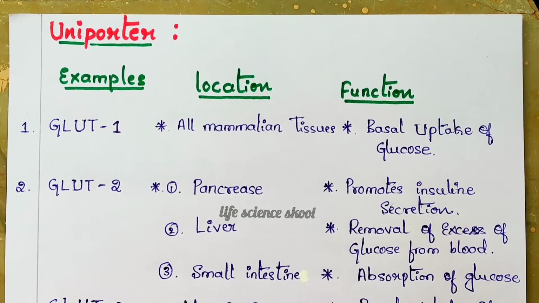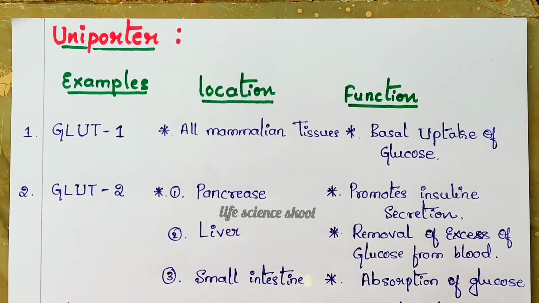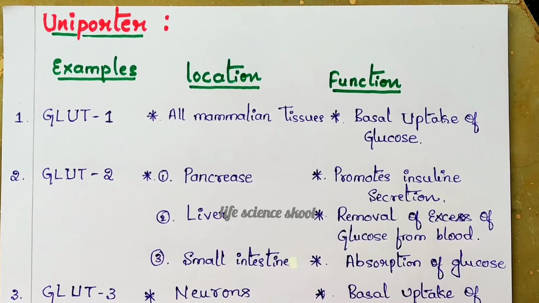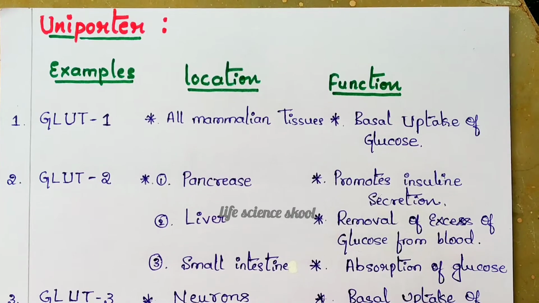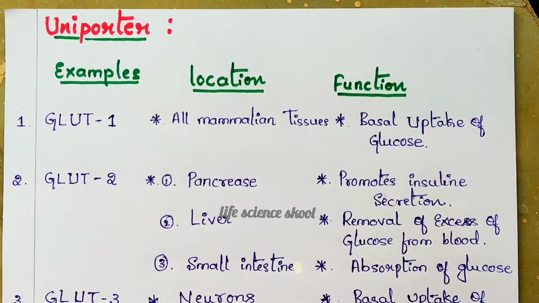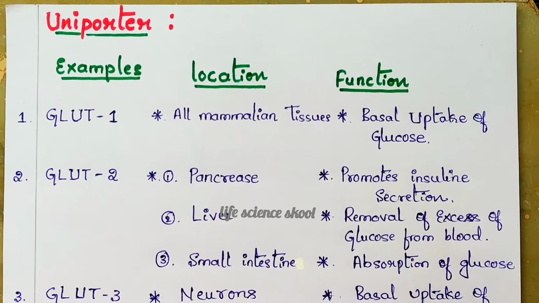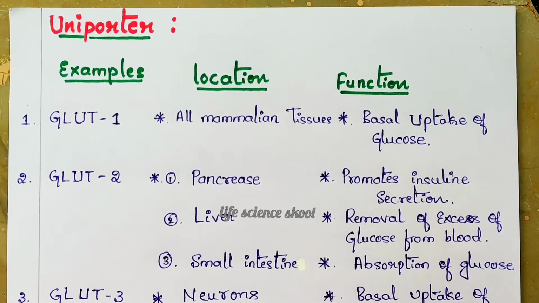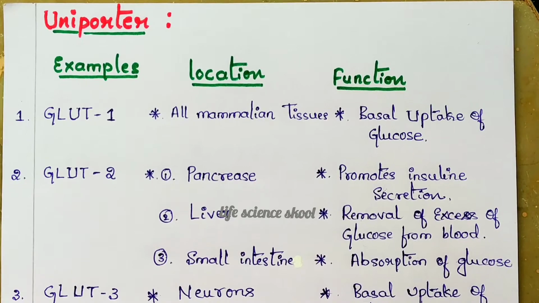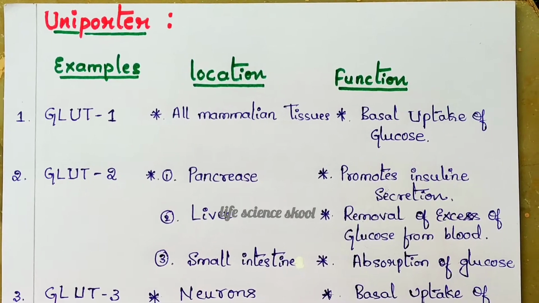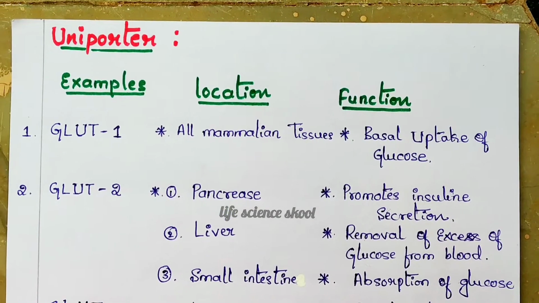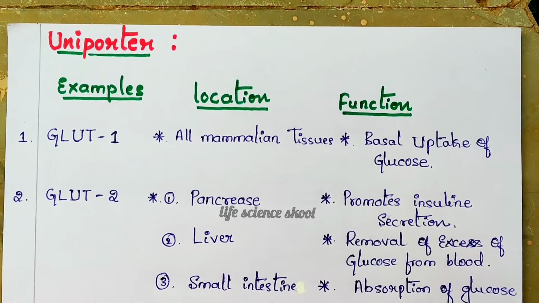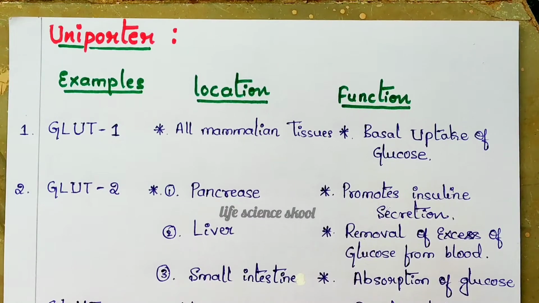In this video, I will discuss the glucose transporters. Before that, we will know what uniporters are. Uniporters are also called carrier proteins or ion channels. A uniporter is a membrane transport protein that transports a single species of substrate, which may be charged or uncharged, across a cell membrane.